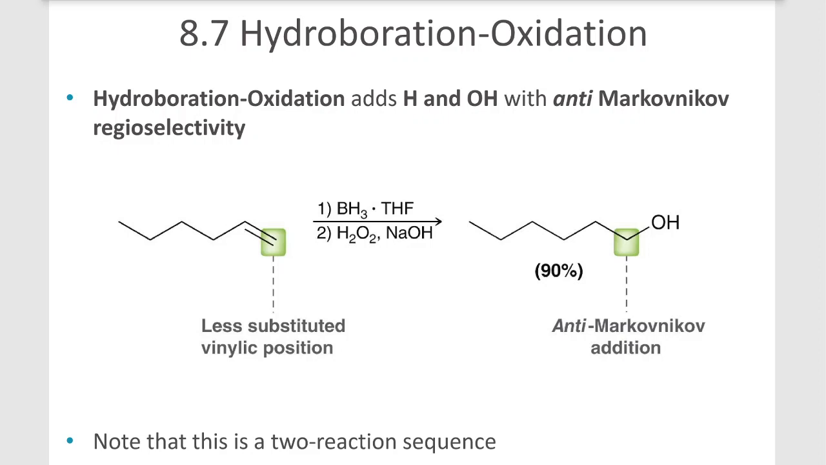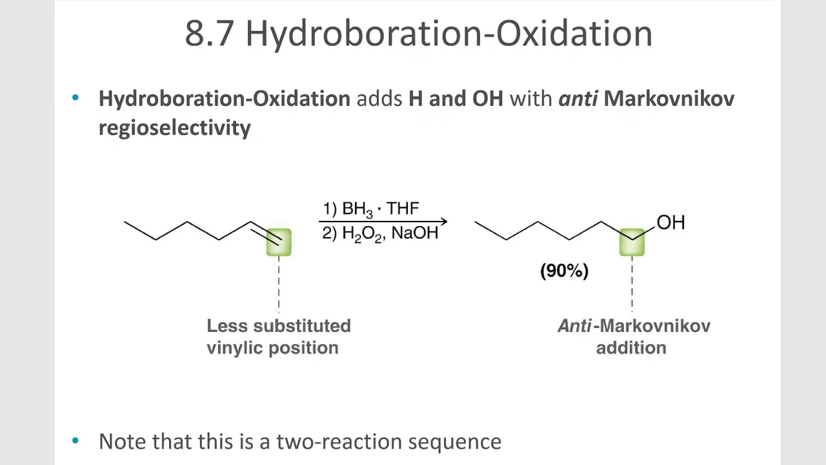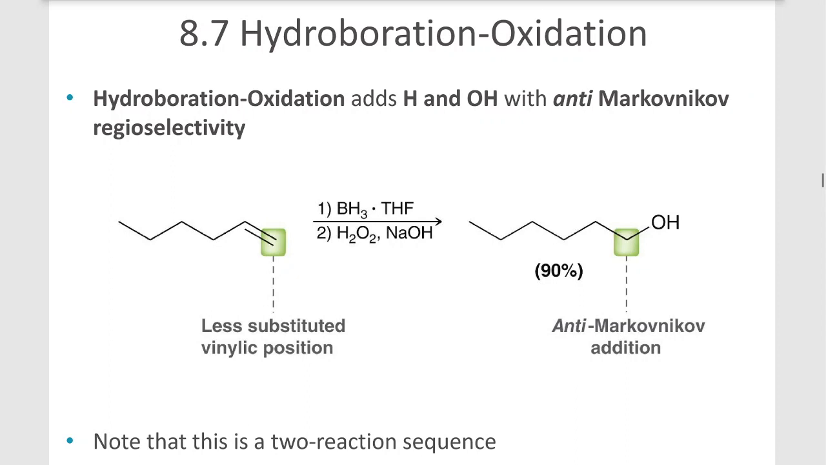The next reaction in this chapter is hydroboration-oxidation. In this reaction, we're also adding H and OH across a double bond, but this is a method of obtaining anti-Markovnikov regioselectivity. So in this case, we have a double bond where we have a less substituted vinylic position here, and we're going to put our OH right there. So this results in anti-Markovnikov addition.